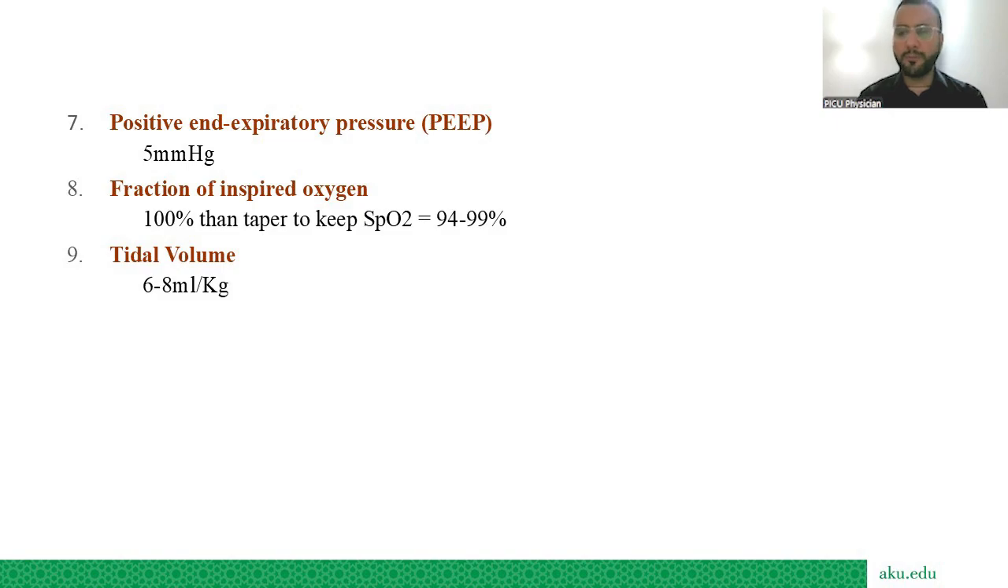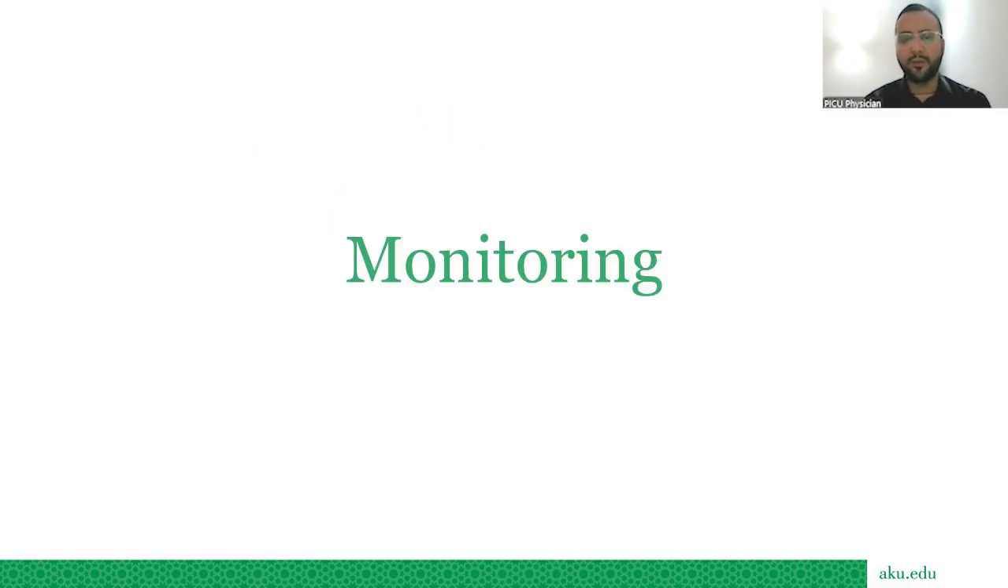So PEEP, you all know what PEEP is. It is positive end-expiratory pressure. Generally, we start at 5 or 6, and then we increase it according to the patient's needs or the patient's lung condition. FiO2 is set as per the patient's condition, and tidal volume we generally target at 6 to 8 ml per kilo in normal healthy lungs.